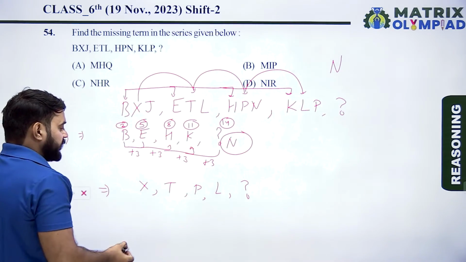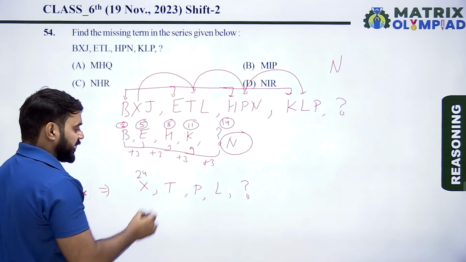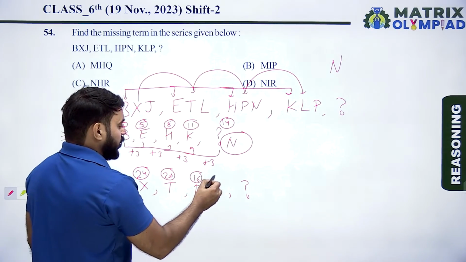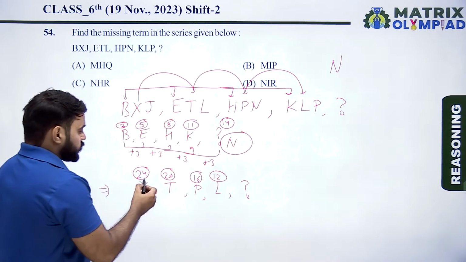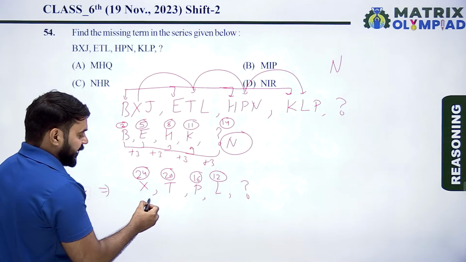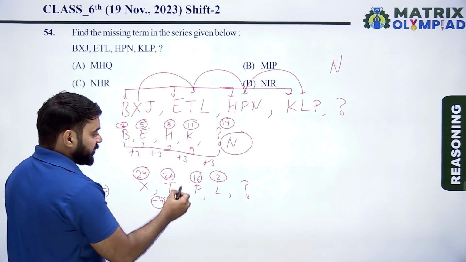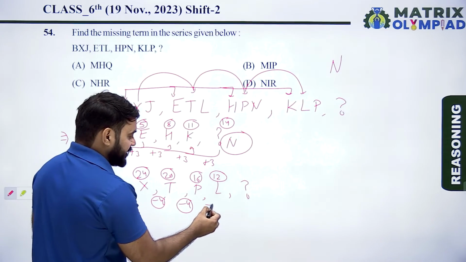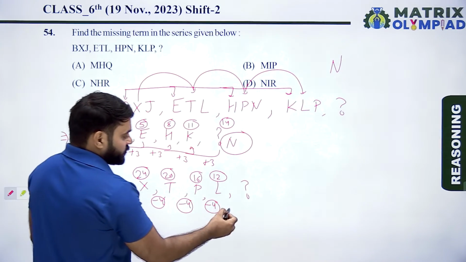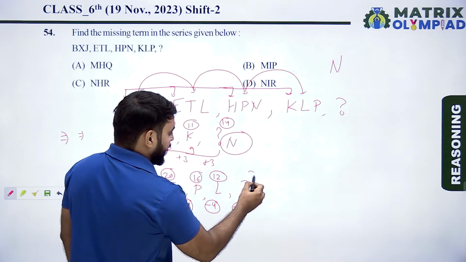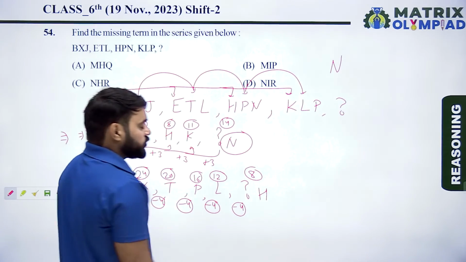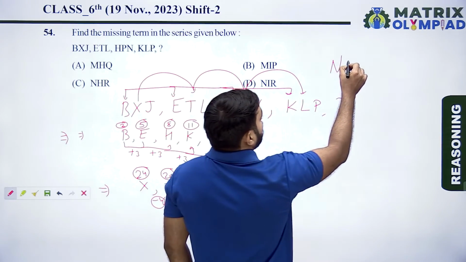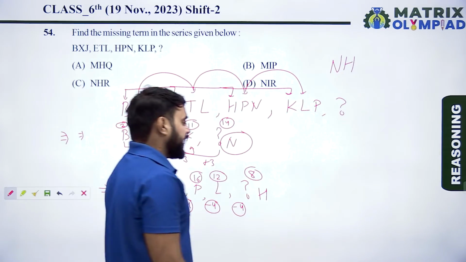So position of X in English alphabet is 24. Position of T is 20. Position of P is 16. Position of L is 12. So 24 to 20, it means minus 4. 20 to 16, it means minus 4. 16 to 12, it means minus 4. Similarly, 12 minus 4, it means 8. So H, position of H in English alphabet is 8. So second alphabet of the missing term is H.